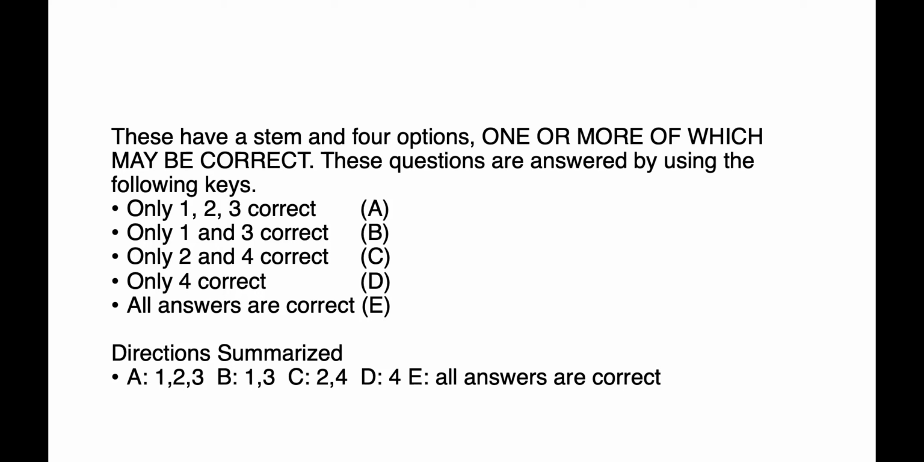Now, whoever guessed, you answer A. This is called the Morse type. This is usually the exam they give in medicine. If 1, 2, and 3 are correct, the answer is A. If only 1 and 3, the answer is B. If 2 and 4, you answer C. If only 4 is correct, you answer D. If all are correct, 1, 2, 3, and 4, the answer is E.